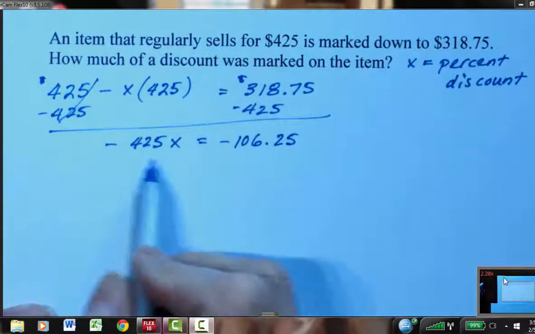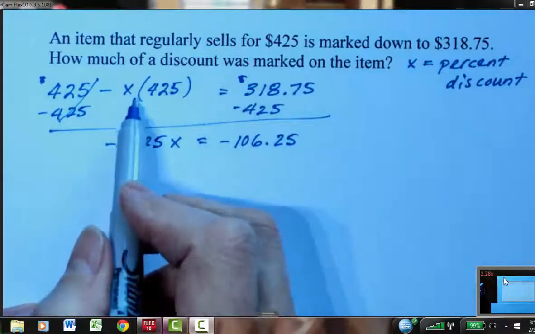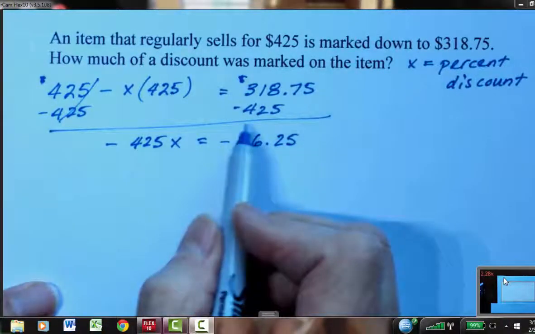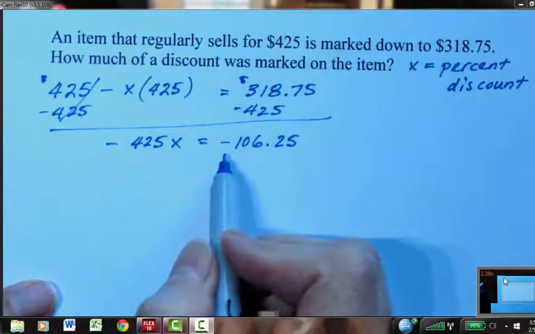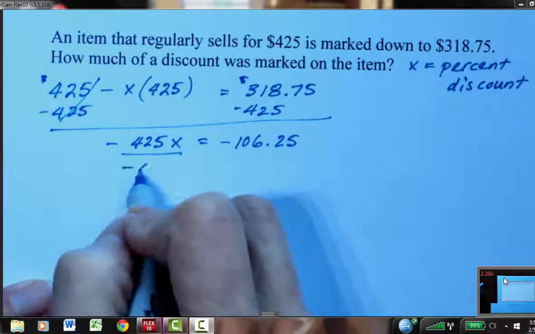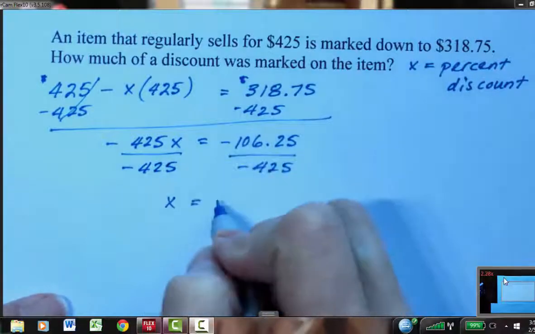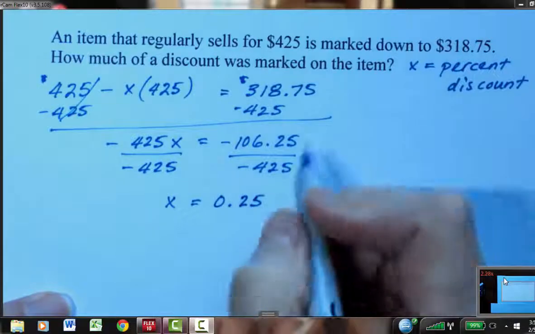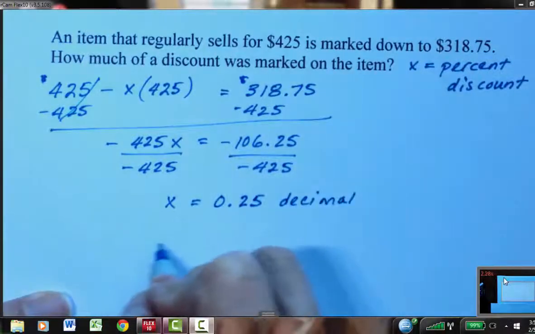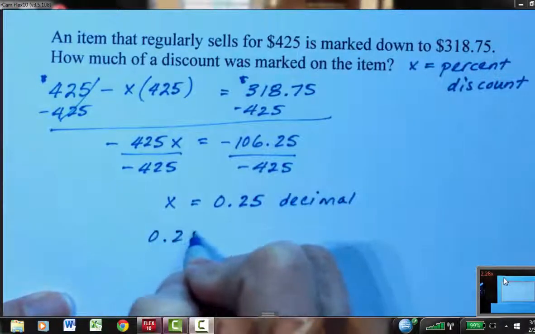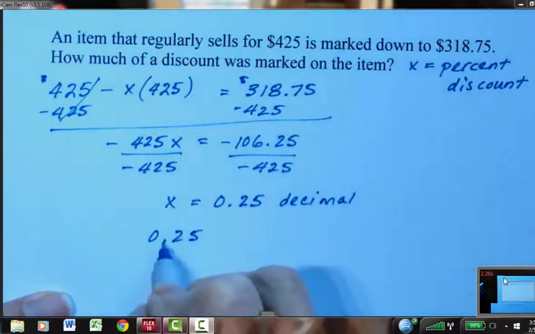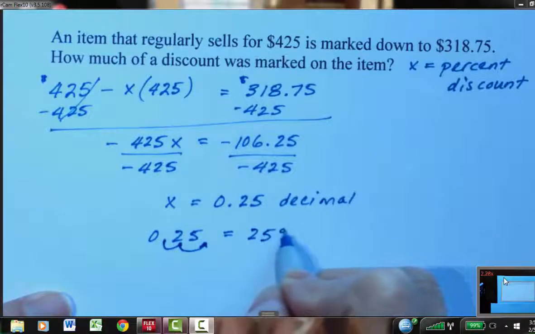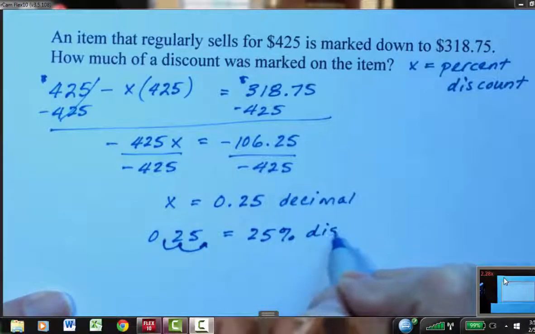To solve this problem, I'm going to subtract 425 from both sides. I rewrote x times 425 as 425 times x, and I still have that subtraction sign. On the other side, I have a negative amount, and then I divide both sides by negative 425. I end up with x equal to 0.25. Well, 0.25 is the decimal equivalent of the percent. To find out what it is in percent, we take 0.25 and move the decimal point two places to the right, and that gives me a 25% discount on this particular item.